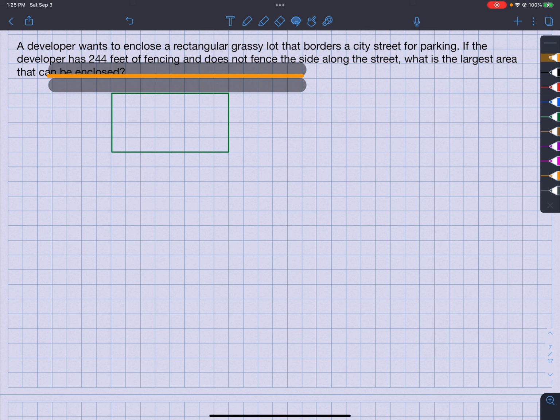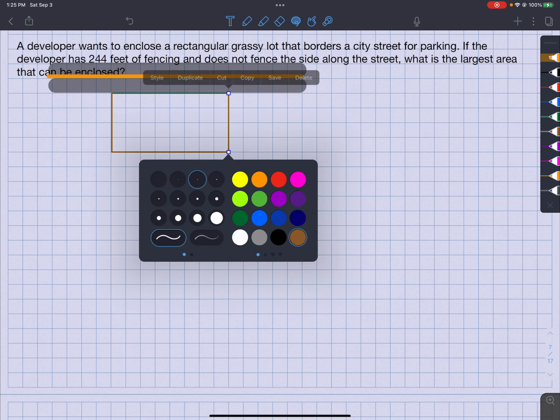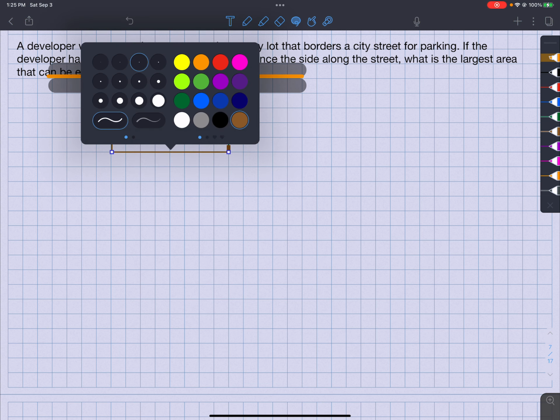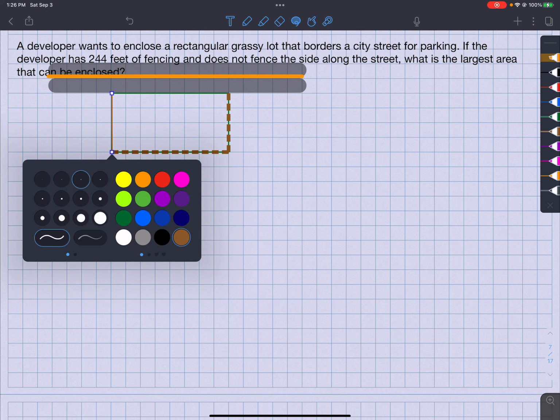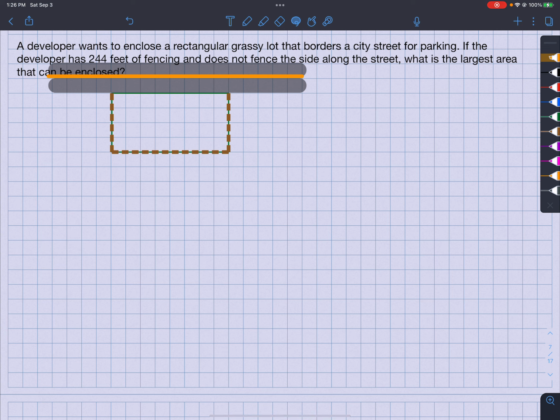Okay? So with that being said, I'm not going to fence all the sides, I'm just fencing some of the sides. There is a road, so I'm going to fence this side here, this side here, and this side here. Let me go ahead and do that. There you go. So I'm fencing that side.